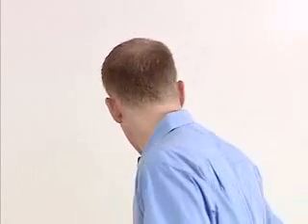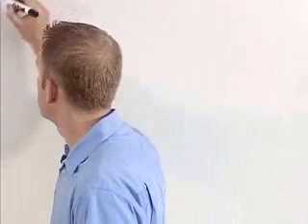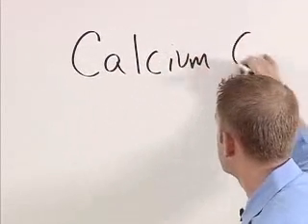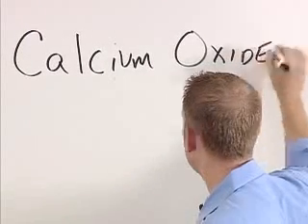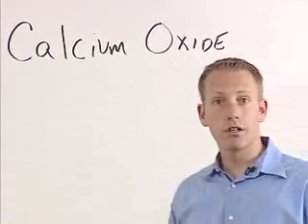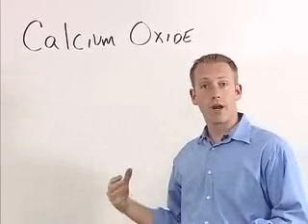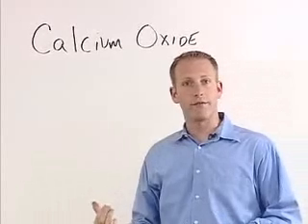Next thing we have to talk about are Lewis structures for compounds. Now we just drew them, but I have to specifically talk about Lewis structures for compounds. So let's say we want to do ionic compounds. If I want to draw the Lewis structure for calcium oxide, the first thing I have to do is figure out how to write the formula.